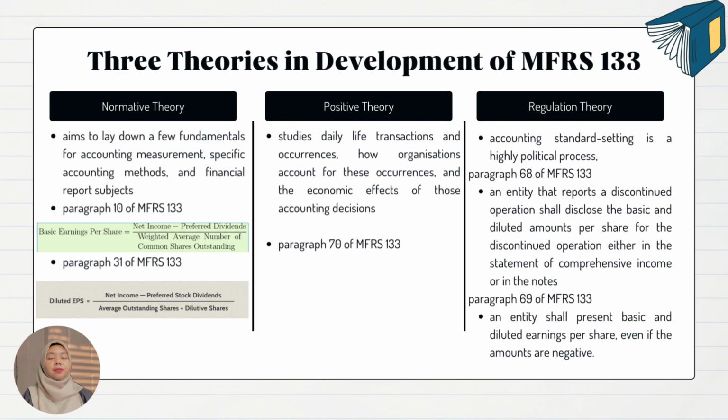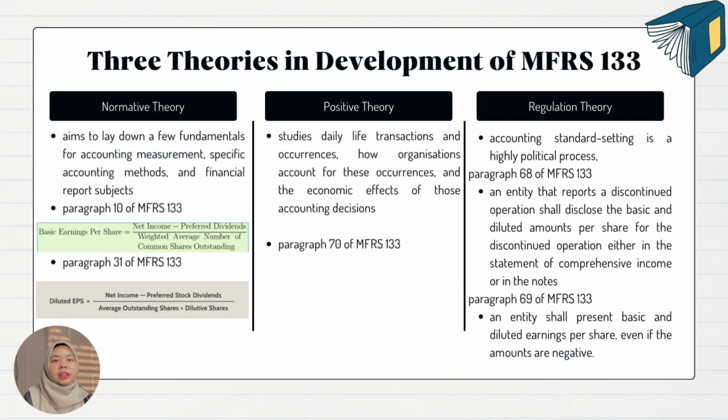Next is positive theories. Positive accounting theories study daily life transactions and occurrences, how organizations account for these occurrences, and the economic effect of those accounting decisions. Given this information, the theory attempts to forecast the way business will account for forthcoming transactions and occurrences. According to Para 70 of MFRS 133, an entity shall disclose the following things.